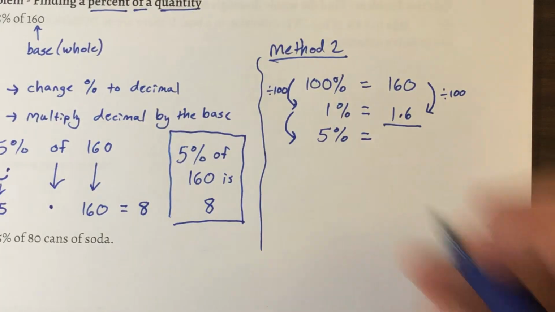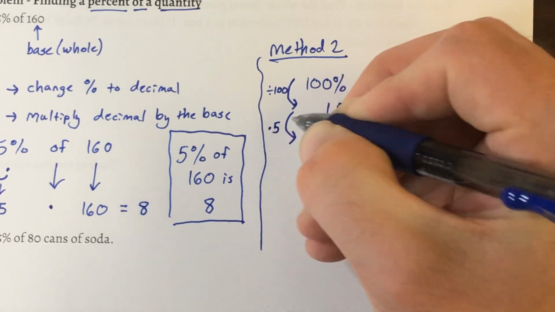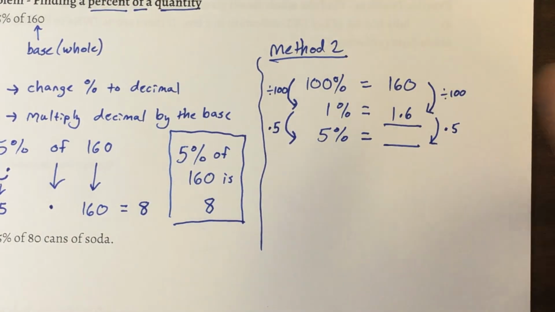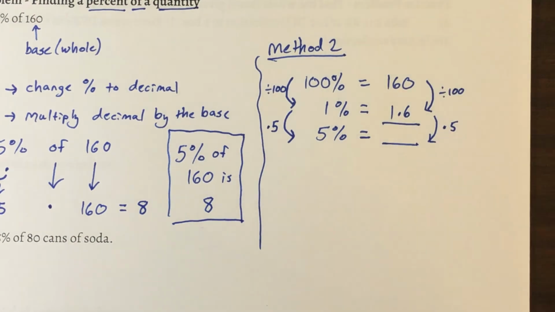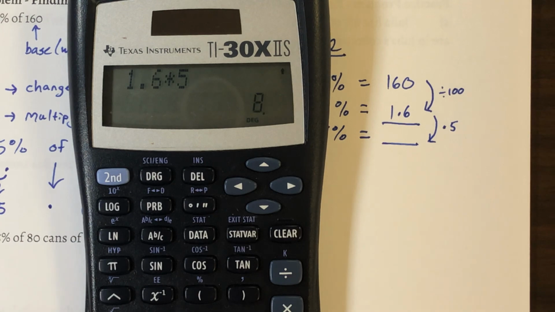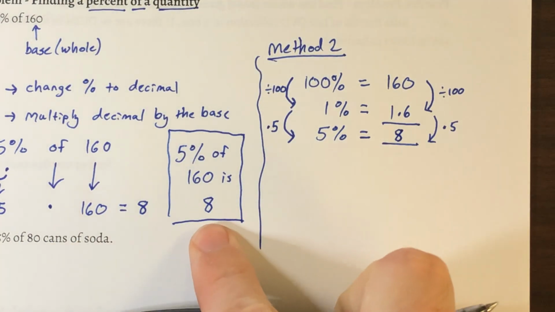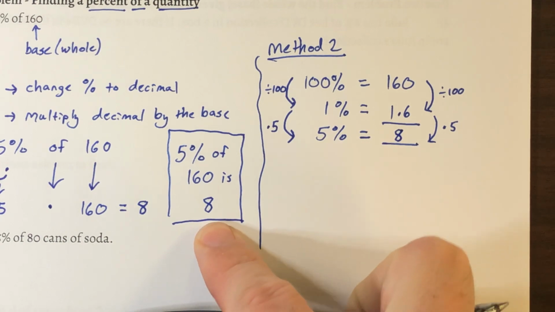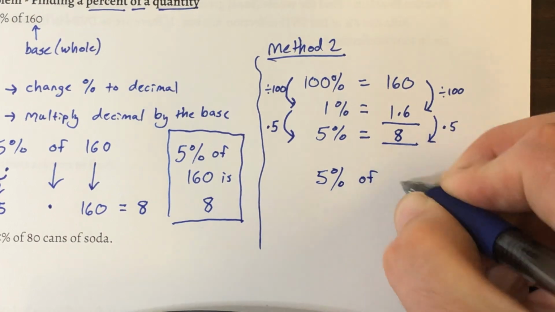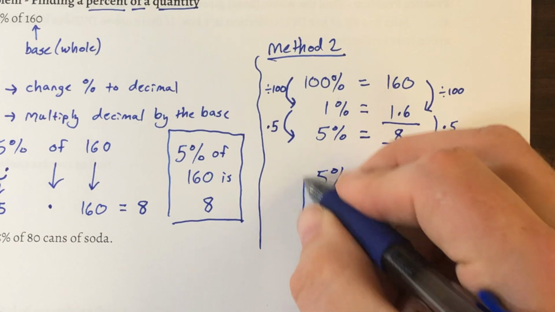Now we're going to find 5%. So how do you go from 1% to 5%? Multiply by 5. What you do to one side, do to the other. So what's 1.6 times 5? We get 8. And we already knew that was going to be our answer because we've already done this problem. So again, 5% of 160 is 8.